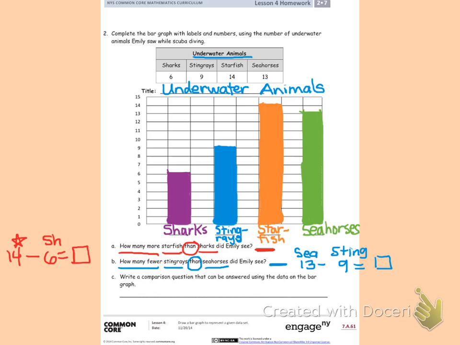Lastly, on problem C, it tells you to write a comparison question that can be answered using the data on the bar graph. Remember, you're comparing different groups. Questions begin with a capital and end with a question mark. Don't forget, if you need more room, to use a piece of scratch paper and write neatly, remembering to use good spacing between your words. All right, the rest is up to you.